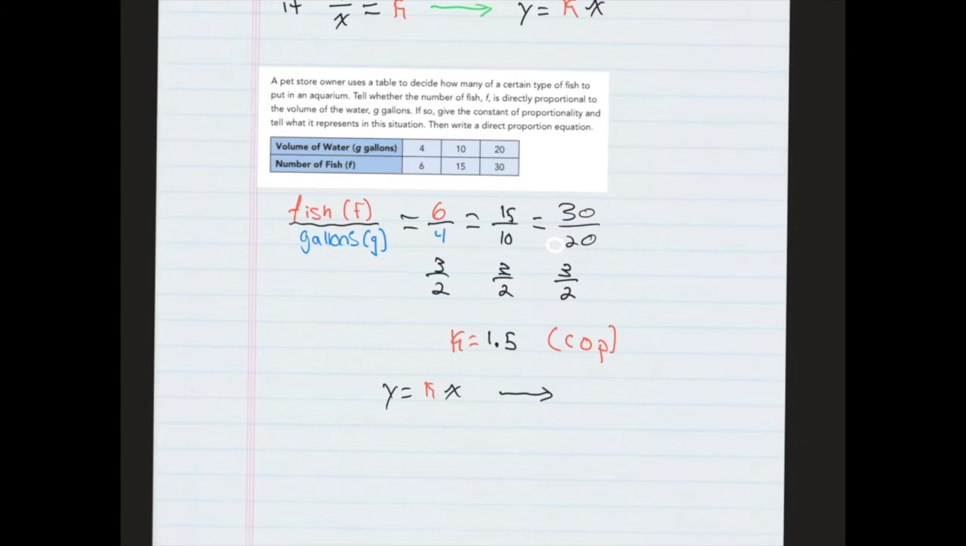f is equal to, and our constant of proportionality was 1.5 g, right? So the number of fish is 1.5 times the number of gallons of water. And that's how you would find how many gallons of water you'd need for 100 fish.